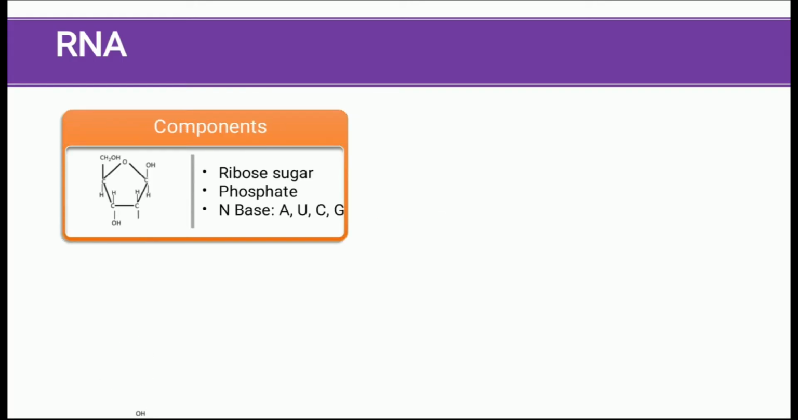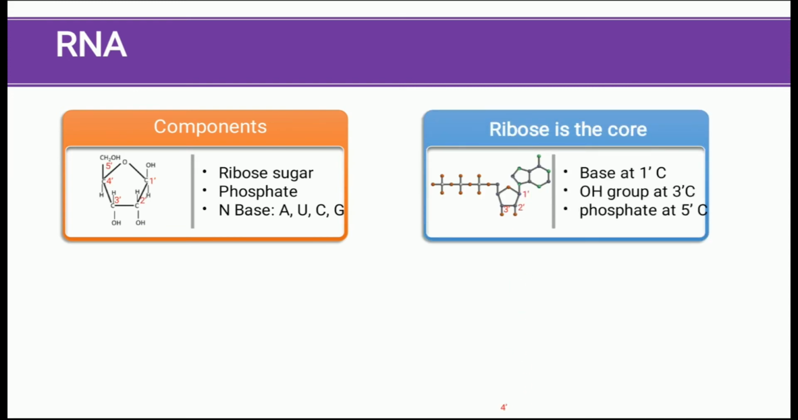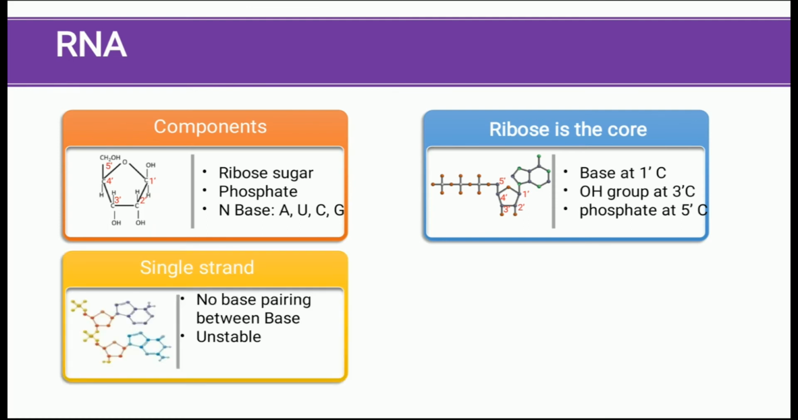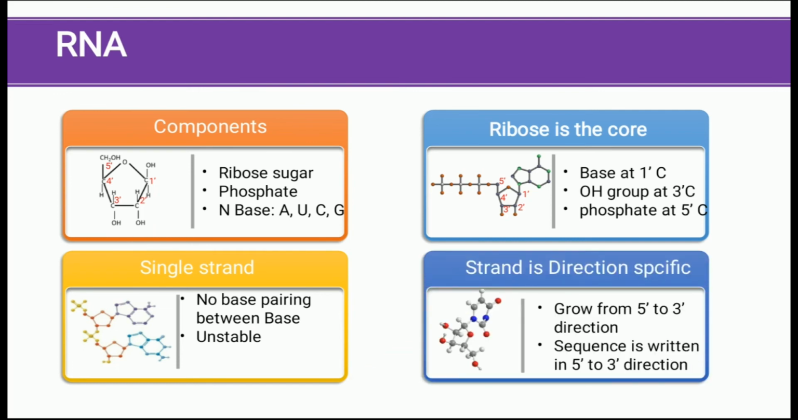The basic components of RNA are ribose sugar, phosphate and nitrogen bases: adenine, uracil, cytosine and guanine. The ribose sugar contains an OH group at the 2' carbon, and in RNA ribose is the core. In the ribose sugar, the 1' carbon interacts with the nitrogen bases. Similarly, the 5' carbon interacts with phosphate molecules. RNA is single stranded. No base pairing between the bases occurs like in DNA, and since it is single stranded, it is less stable than DNA molecules. The RNA strand is direction specific, grows from 5' to 3' direction, and the sequence is written in 5' to 3' direction.